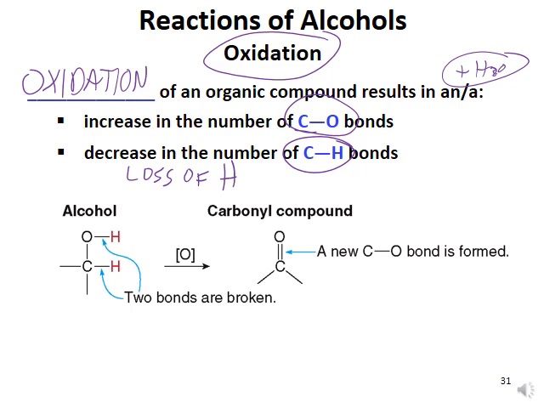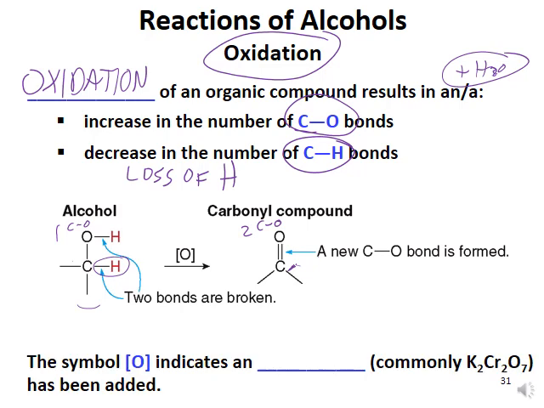So here's an alcohol. If oxidation occurs, you're going to increase the number of CO bonds. There's 1 CO bond right now. Here, there are 2 CO bonds, so you've increased them. You had a CH, you lost it. So the symbol O indicates an oxidation reagent, something that's highly oxidizing. And potassium dichromate is a very common one that's used.